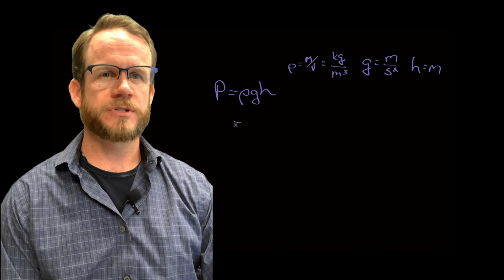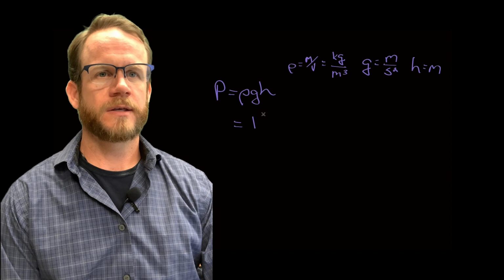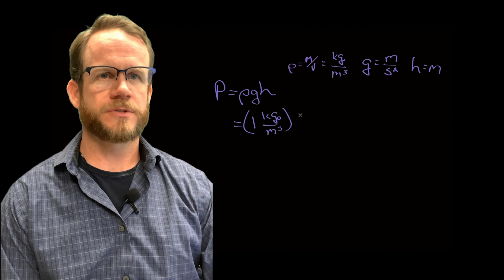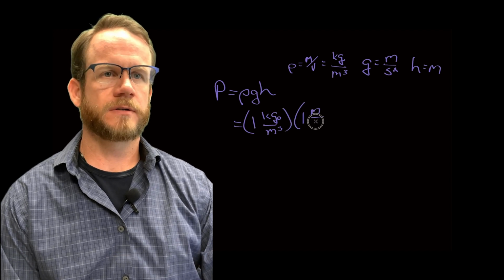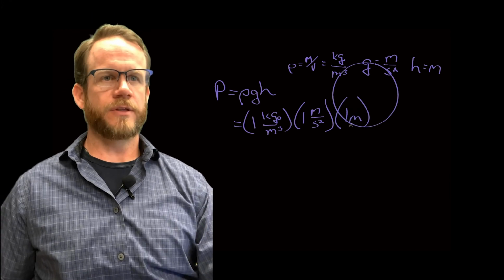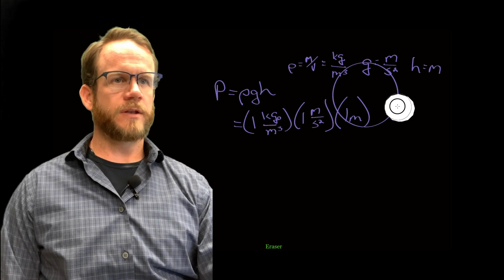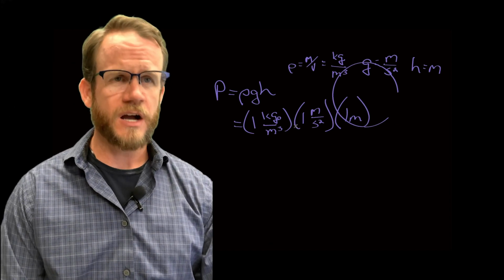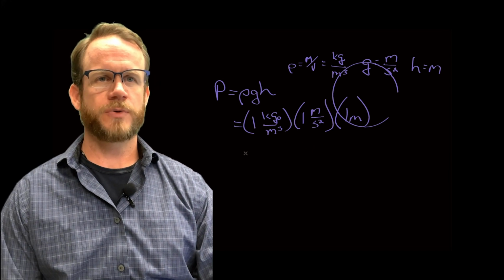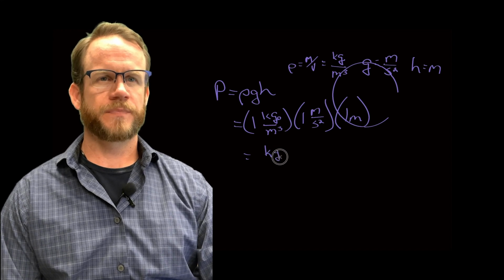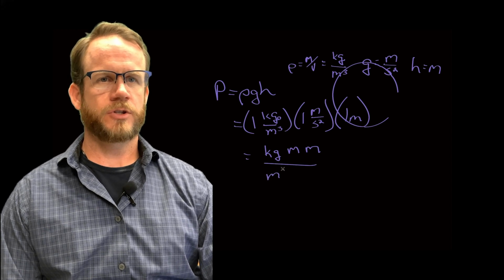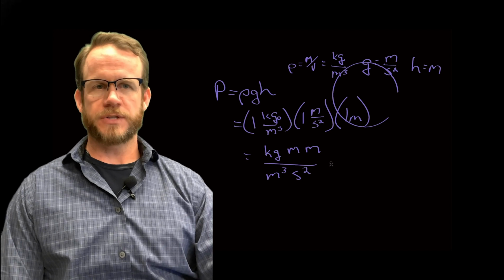So what this means is, let's say I have one of everything. I have 1 kilogram per meter cubed for density, times 1 meter per second squared for acceleration, times 1 meter. The numbers don't really matter, but this is for the units. So the numbers you do on your calculator, and then just make sure this goes all the way through. So then what you end up with is kilogram meter per meter cubed second squared, if you put all those together.